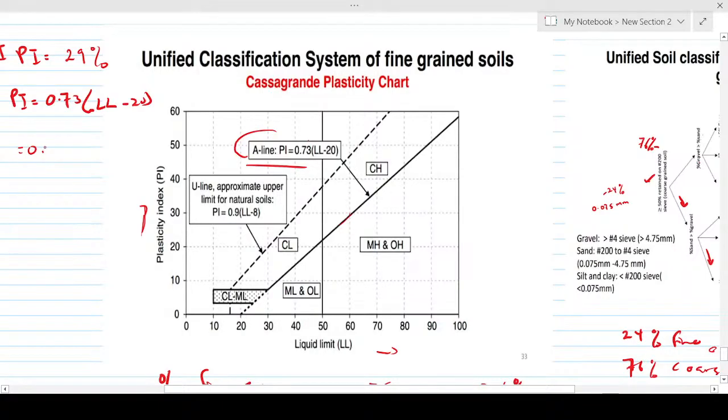So we have 0.73 multiplying our liquid limit. Our liquid limit was given as 55, minus 20. Then when we compute this, we are going to check if this is going to slot above the A line or below the A line. So 0.73 multiplying 55 minus 20. And that's giving us 25.55, which is approximately 26, right? So meaning that our soil will plot above the A line.